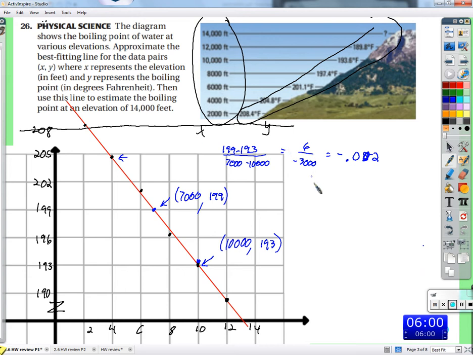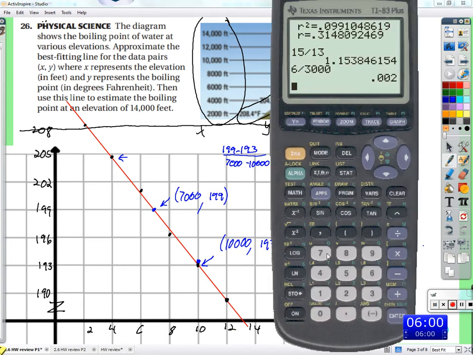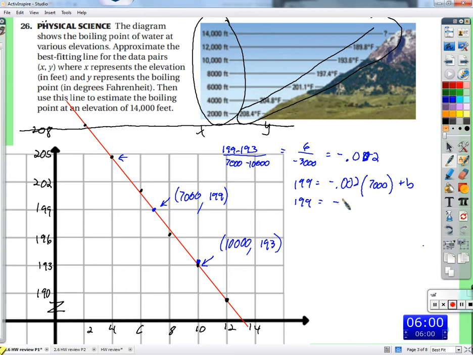So, all right, there's our slope. And you can do the same as before and say 199 equals negative 0.002 times x plus b. Oh, I forgot to plug in x. X is 7,000, plus b. We solve for b. 199 equals negative 0.002 times 7,000, negative 14. Add 14 to both sides, and b is 213. So y equals negative 0.002x plus 213.